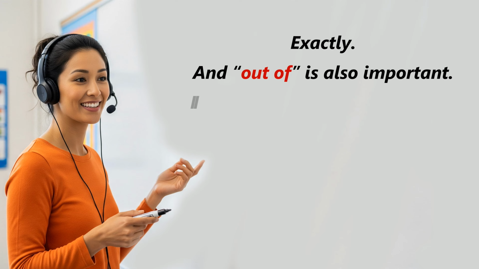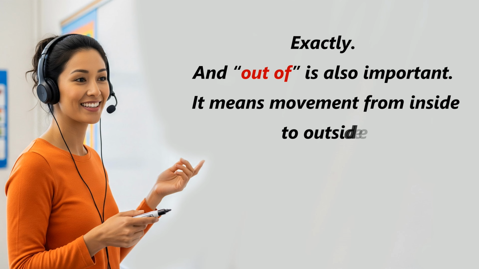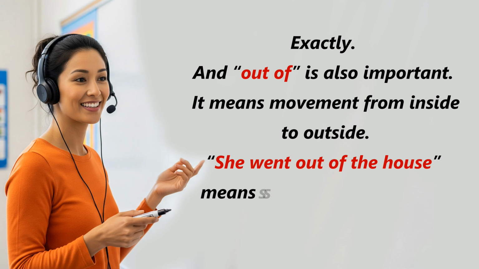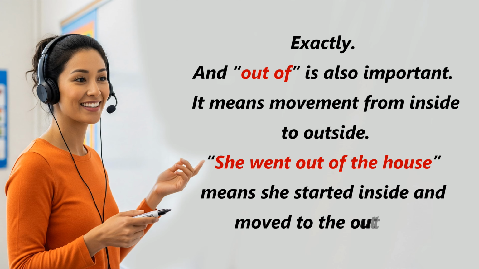Exactly. And out of is also important. It means movement from inside to outside. She went out of the house means she started inside and moved to the outside.